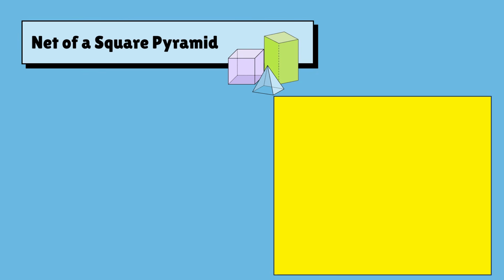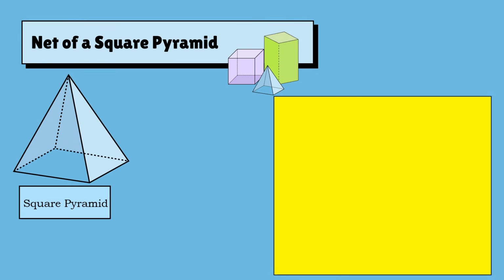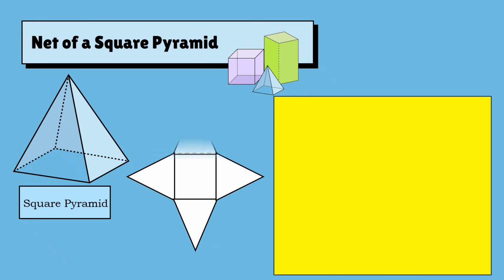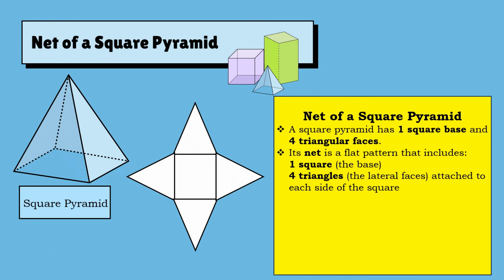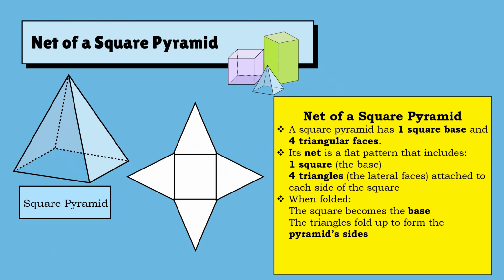Next, let's look at the net of a square pyramid. When we open a square pyramid, it looks like this. A square pyramid has 1 square base and 4 triangular faces. Its net is a flat pattern that includes 1 square, the base, and 4 triangles, the lateral faces, attached to each side of the square. When folded, the square becomes the base. The triangles fold up to form the pyramid sides. The edges of the triangles meet at a single vertex at the top called the apex.